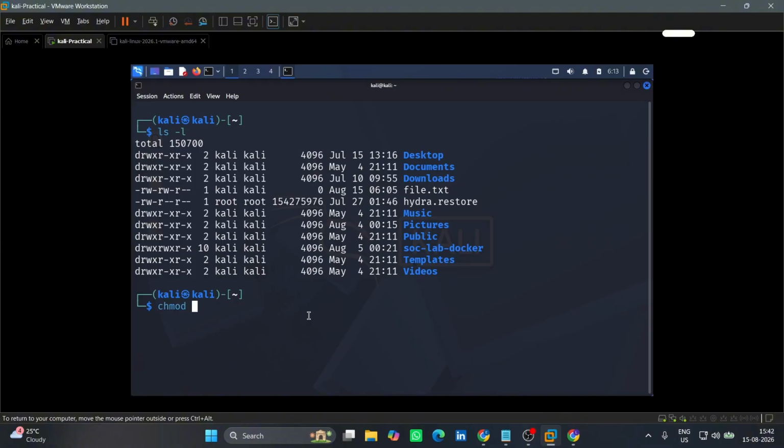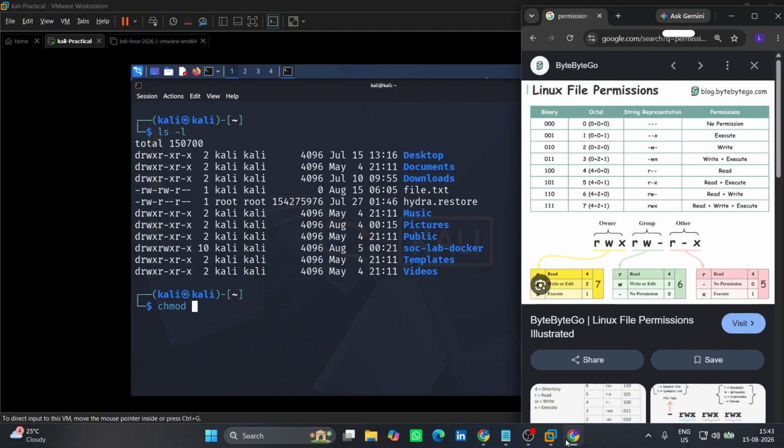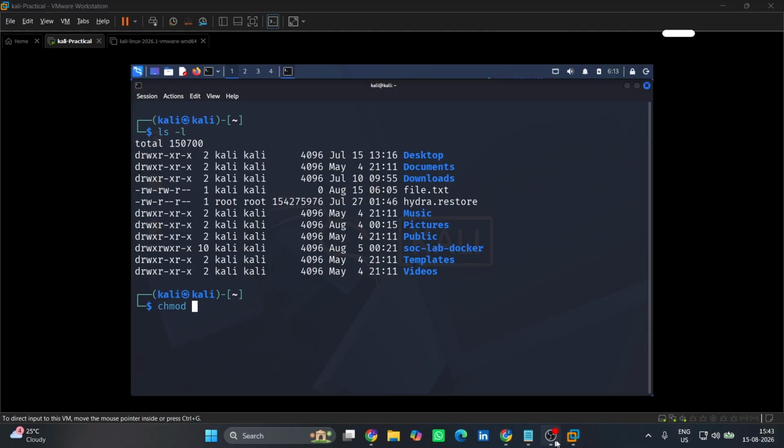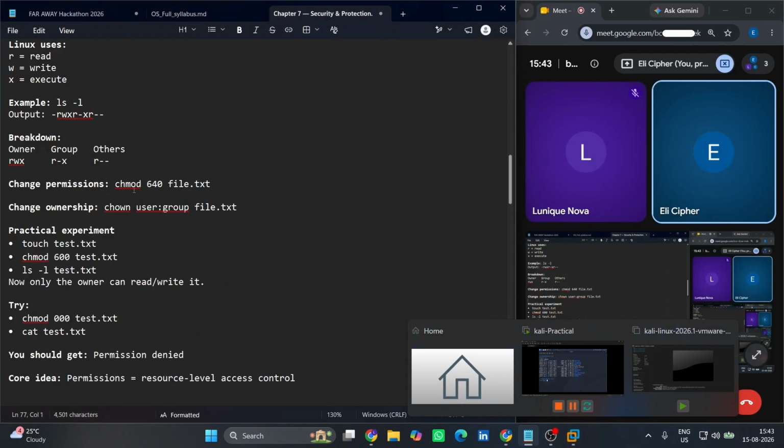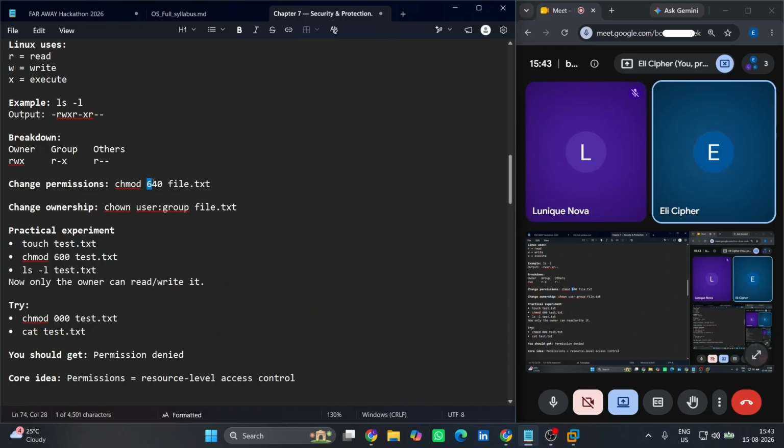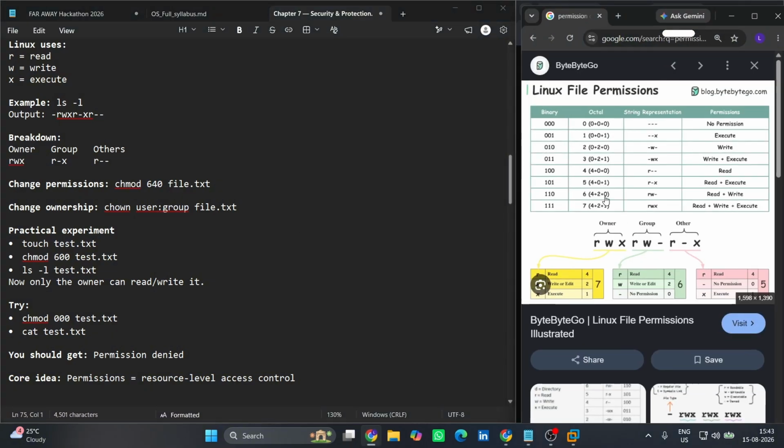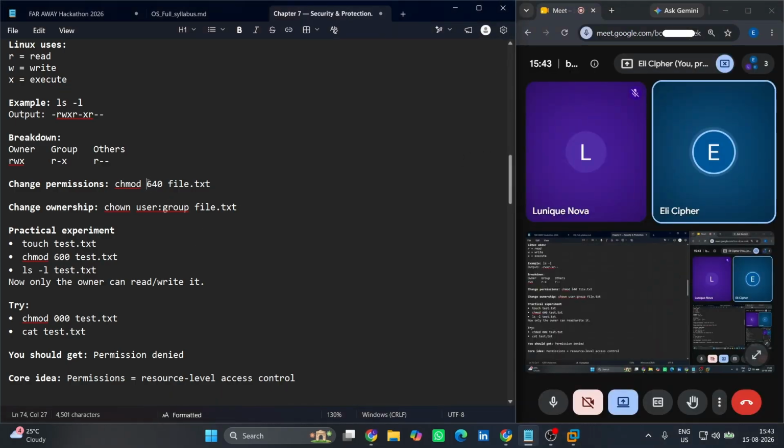Chmod, right? This is for owner, this is for group, and this is for others. Then it tells me what should be the number here, right? I have already shown you this. What should be the number which we should put here?